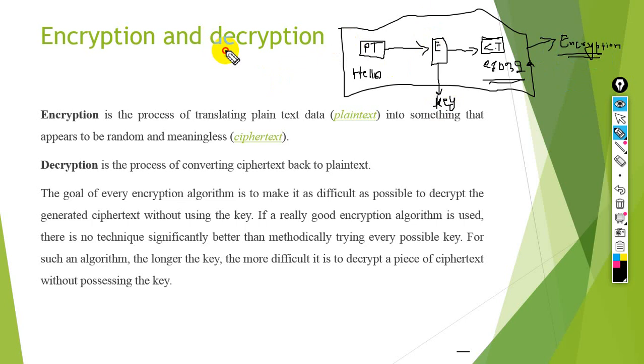The second one is decryption. So what is decryption? We can say this is the reverse process of encryption, the opposite process of encryption. So how is it opposite?